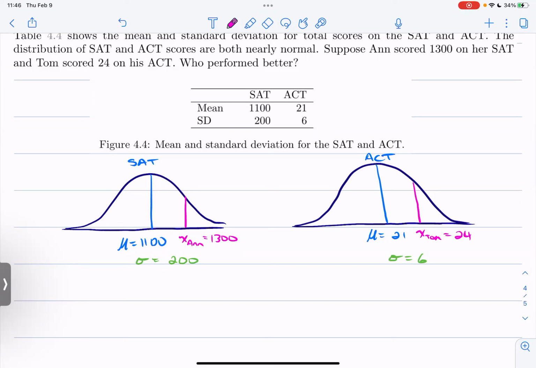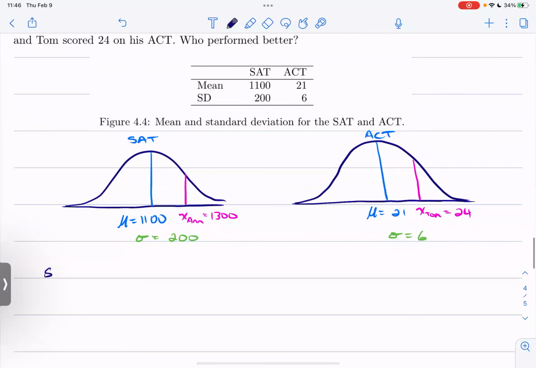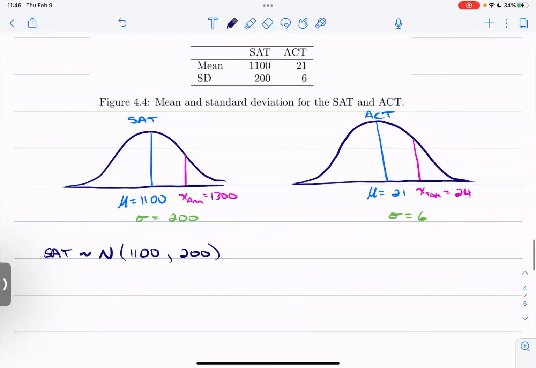Just to practice that normal notation, we could say that the SAT scores follow a normal distribution with a mean of 1,100 and a standard deviation of 200. And ACT scores follow a normal distribution centered on 21 with a standard deviation of 6. That's just to practice that notation and to see it with the drawing too.